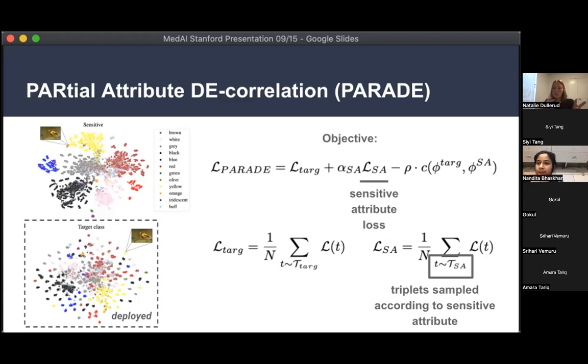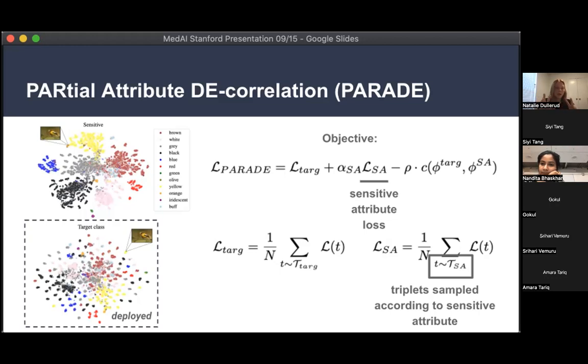And so on the left here, you can see the two distinct embeddings that are learned off the last layer of the model. On the top, you can see that the sensitive attribute embedding embeds bird images near each other if the images have birds with the same dominant color. And the target class embedding shows clusters according to the species of bird, which is the ultimate target label set. And so the idea here is that the ultimate target class should be decorrelated from the sensitive attribute, which here is taken to be bird color.